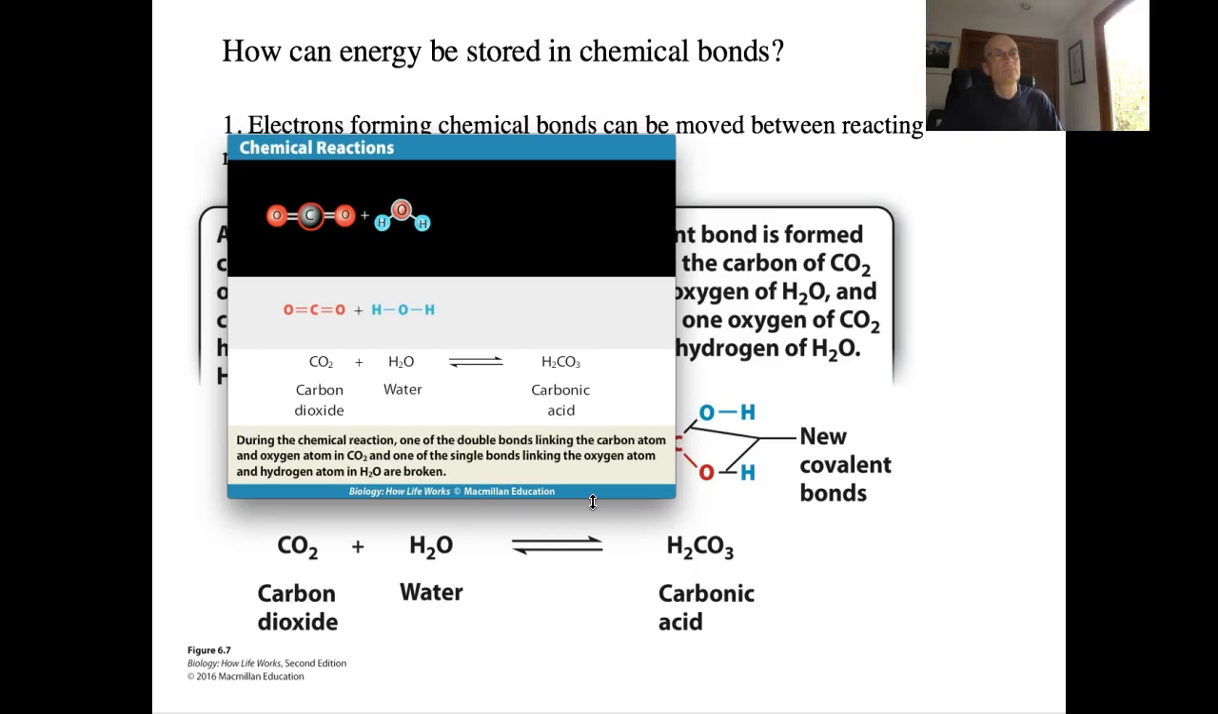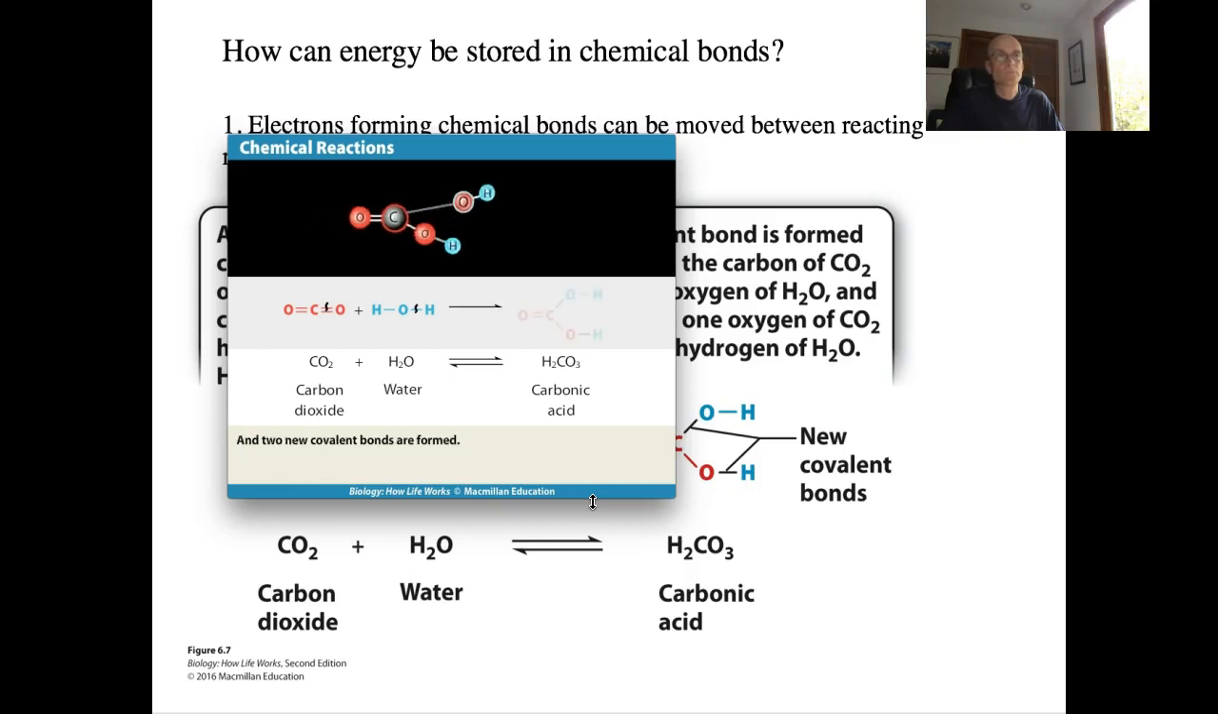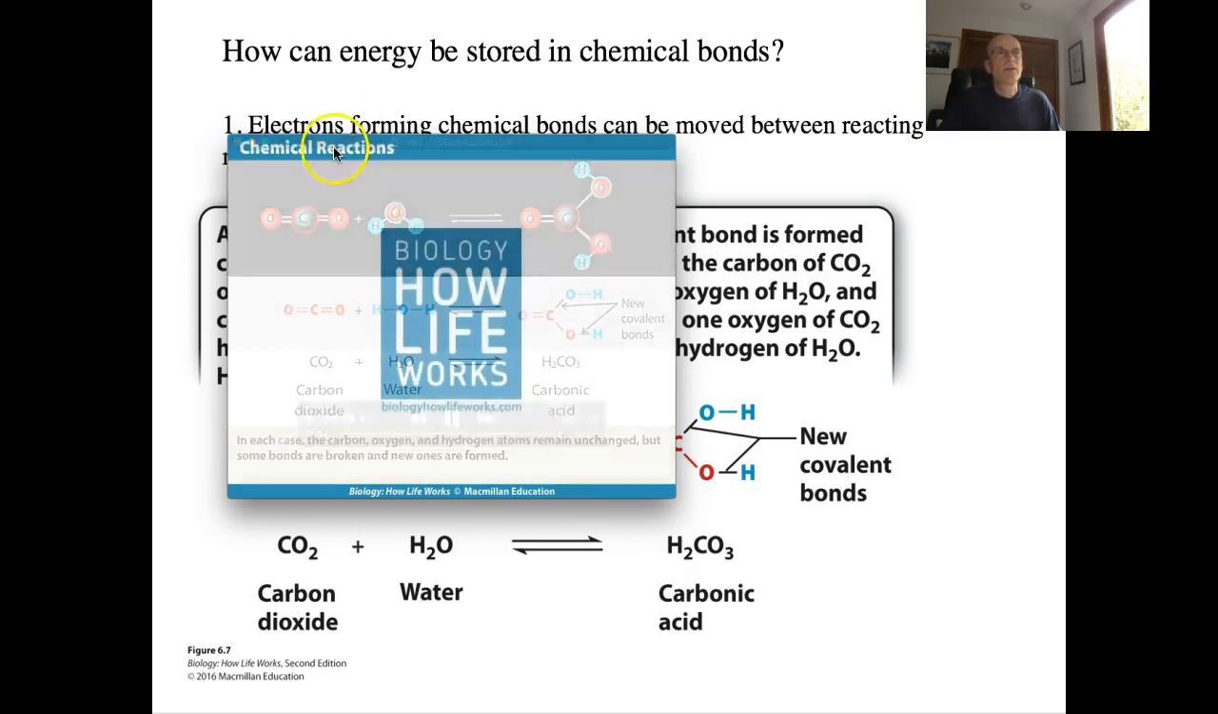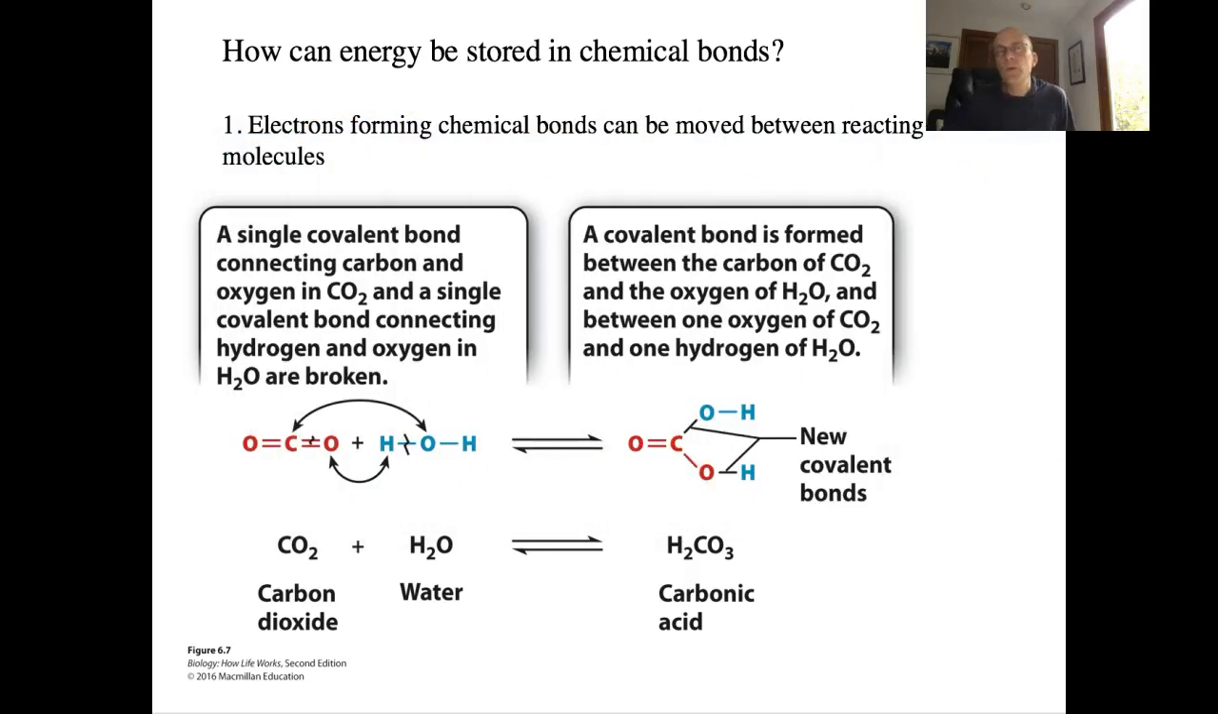During the chemical reaction, one of the double bonds linking the carbon atom and oxygen atom in CO2, and one of the single bonds linking the oxygen atom and hydrogen atom in H2O are broken, and two new covalent bonds are formed. The reaction is reversible, meaning it can proceed in the opposite direction as well. In each case, the carbon, oxygen, and hydrogen atoms remain unchanged, but some bonds are broken and new ones are formed. Okay, so that's basically chemical reactions, but with respect to how electrons and the movement of electrons between bonds and between atoms within these compounds are carrying their energy with them.